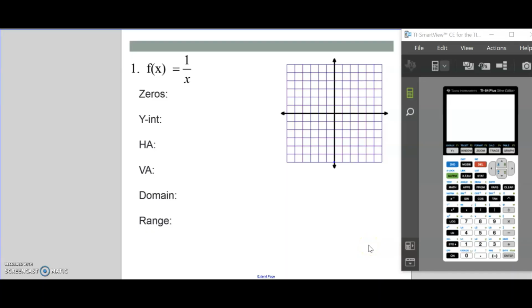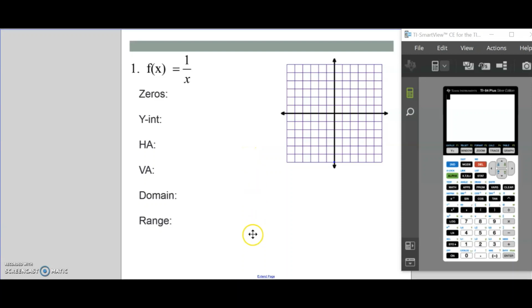The thing about rational functions is that their equations come in many forms, and the shapes of their graphs come in a huge variety. They're all a little bit different. So to start, we're going to look at the most basic rational function. A rational function will always have a variable in the denominator. So this is as basic as it can get.